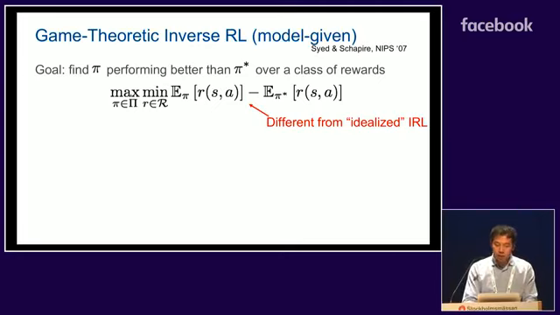Another relaxation, suggested by Syed and Schapire in 2007, is a game-theoretic formulation of the inverse reinforcement learning problem. The goal here is to find a policy that performs better than the expert over a restricted class of reward functions. The imitation learning problem here is formulated as a two-player game. On one hand, the reward player tries to find the best possible reward in the class. At the same time, the policy player tries to push the performance difference between the policy and the expert as far apart as possible.